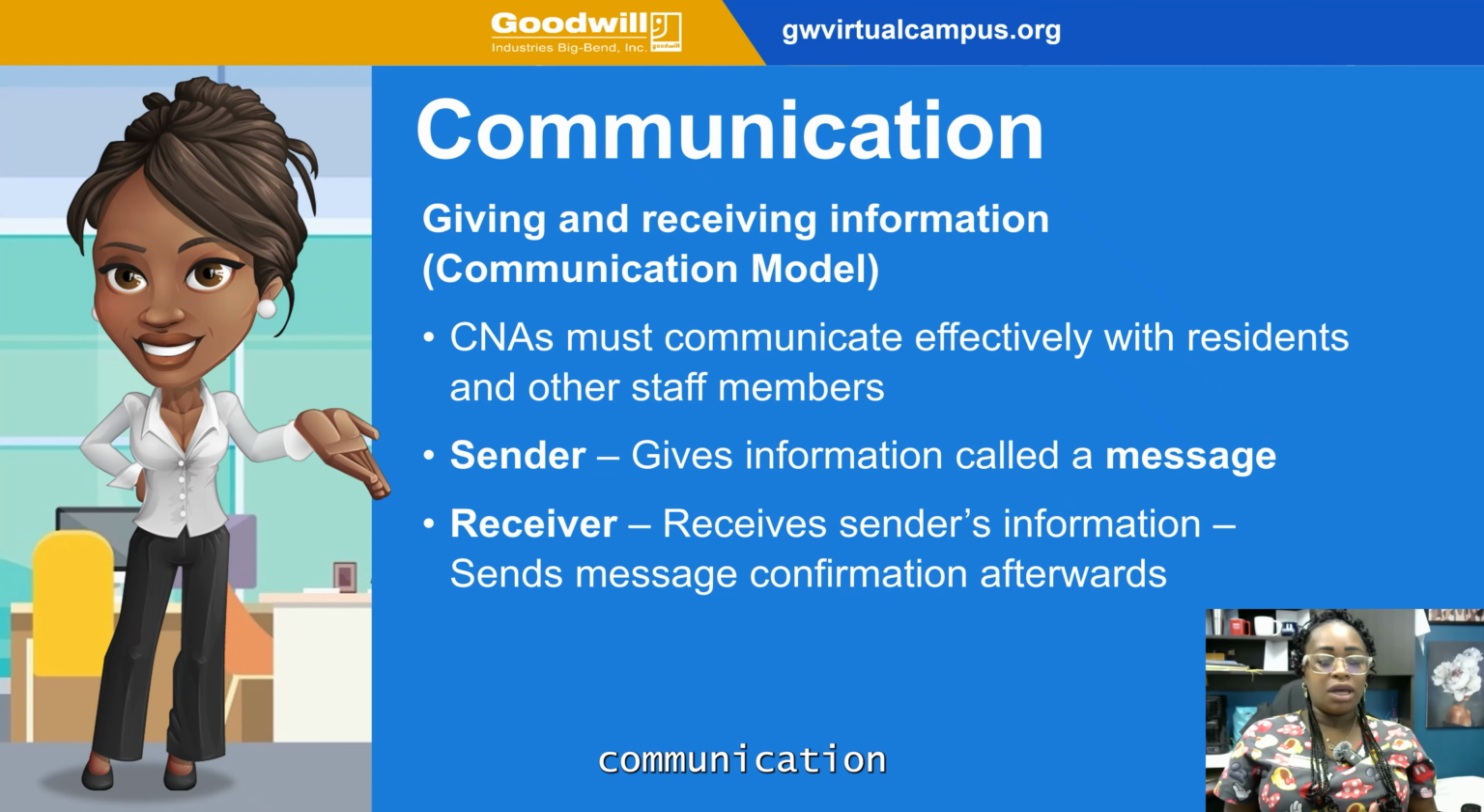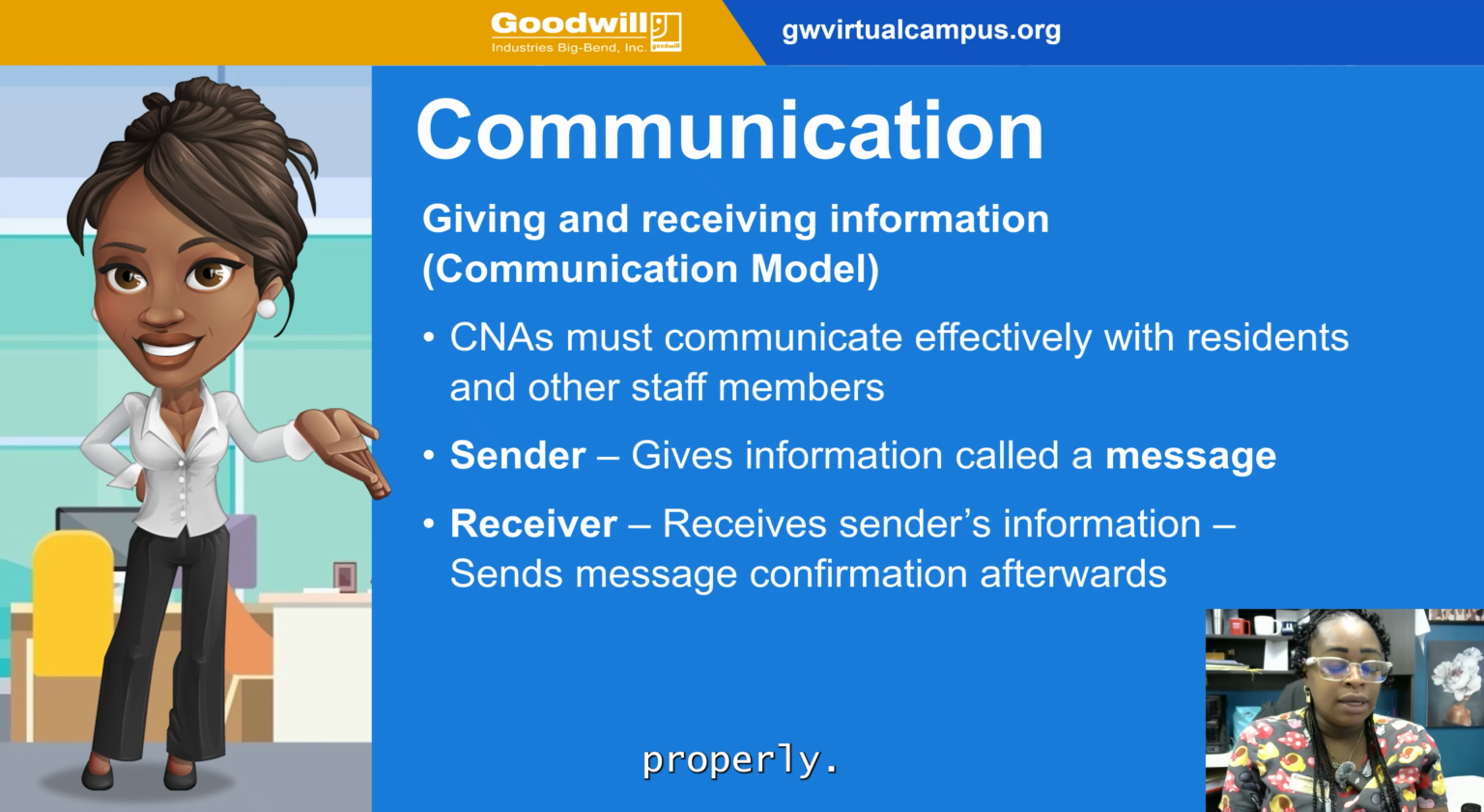All right, when it comes to communication, we give and we receive information. So as CNAs, we've got to communicate effectively with our residents and other staff members so that they can understand what we're trying to tell them and they can pass the message along properly. When we're senders, we give information called a message. And when we're receivers, we receive that sender's information and we make sure we confirm it. That way we get the proper information that we're going to pass along to somebody else.